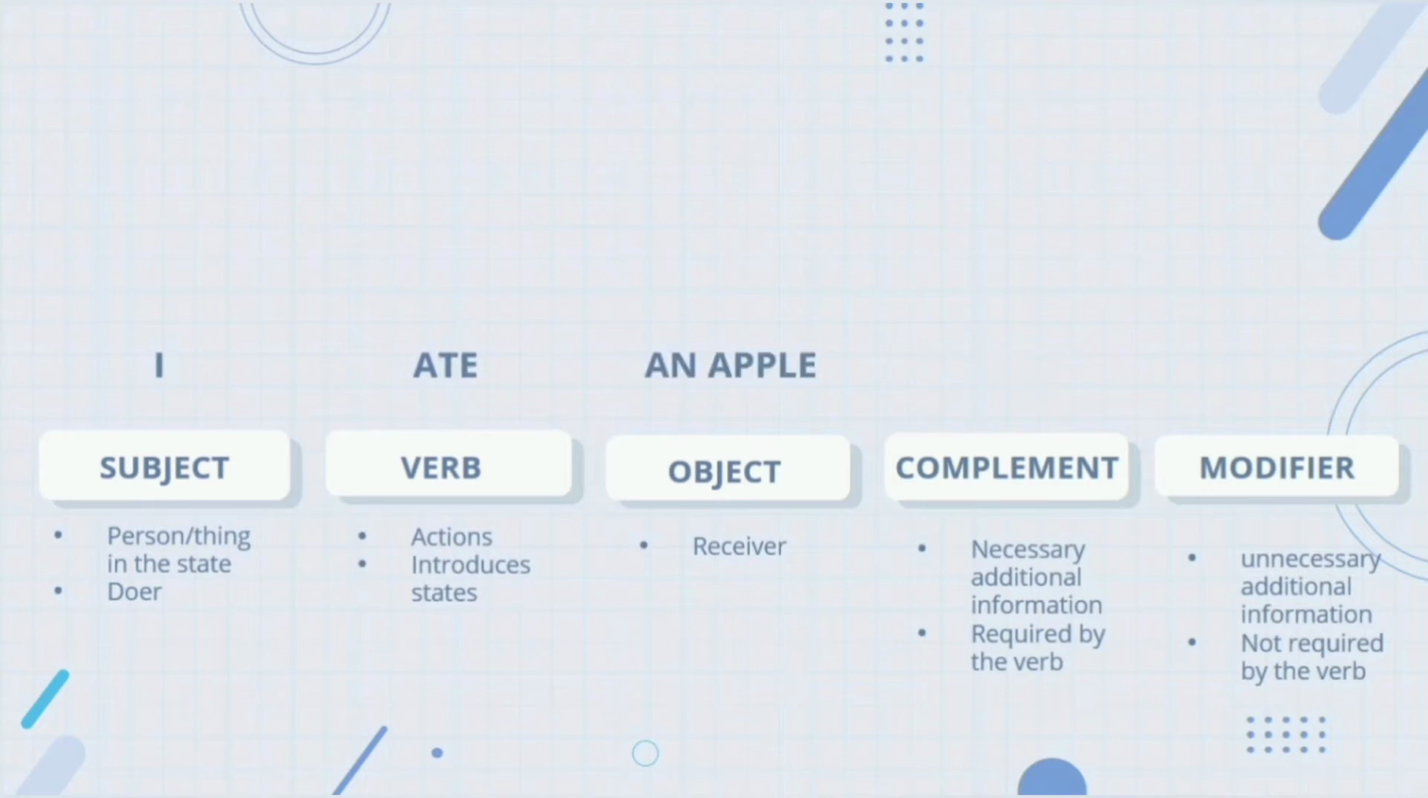Next, the object refers to the recipient of the action. For example, in the sentence, I ate an apple, the object is the phrase an apple because it is the recipient of the ate action.